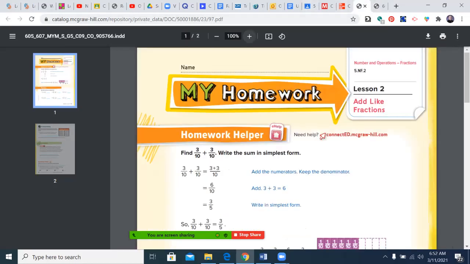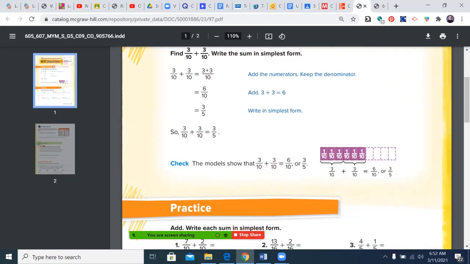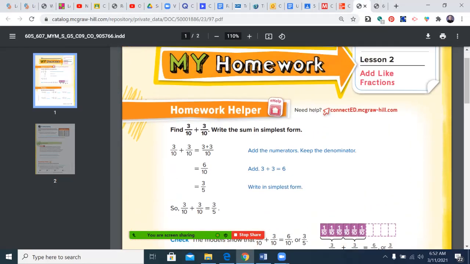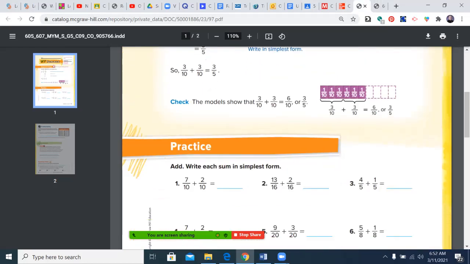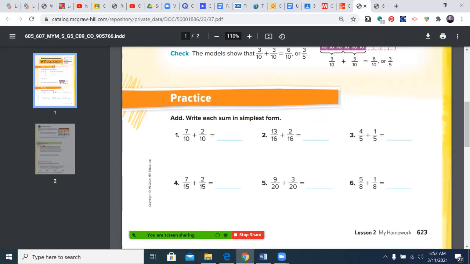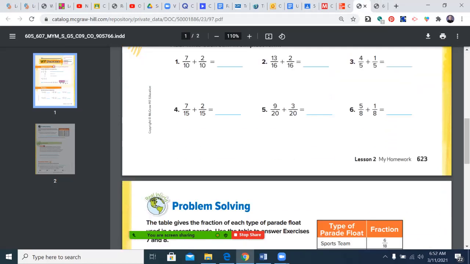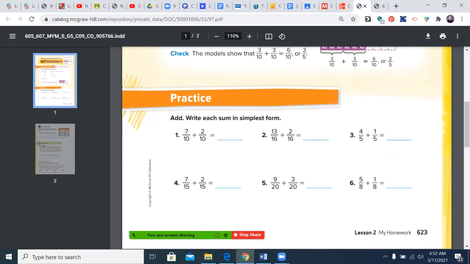Let's look at what today's assignment will look like so we know what we're doing here. We're going to be adding like fractions. And this actually turns out to be one of the easier topics. So on here, you're going to write each sum in simplest form. So when you get to that, be careful.